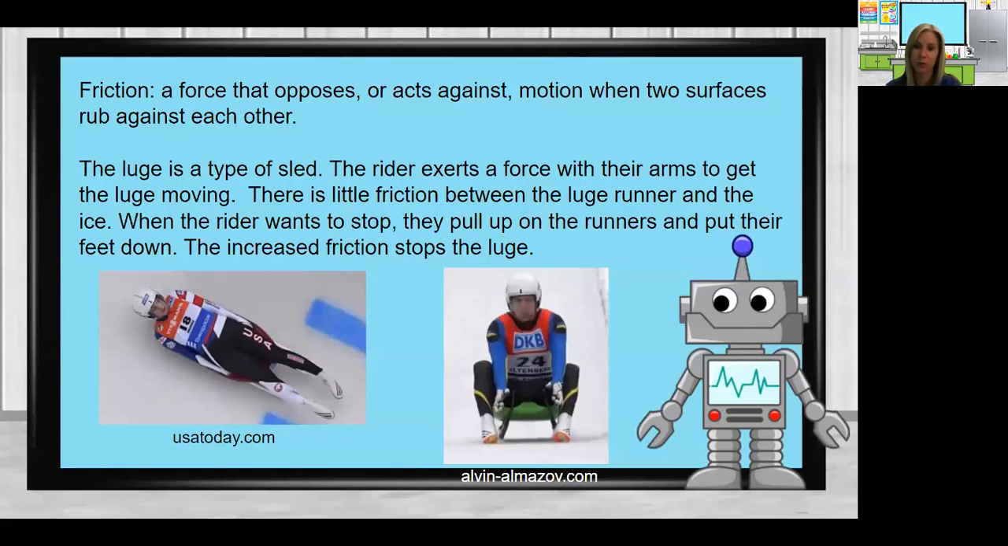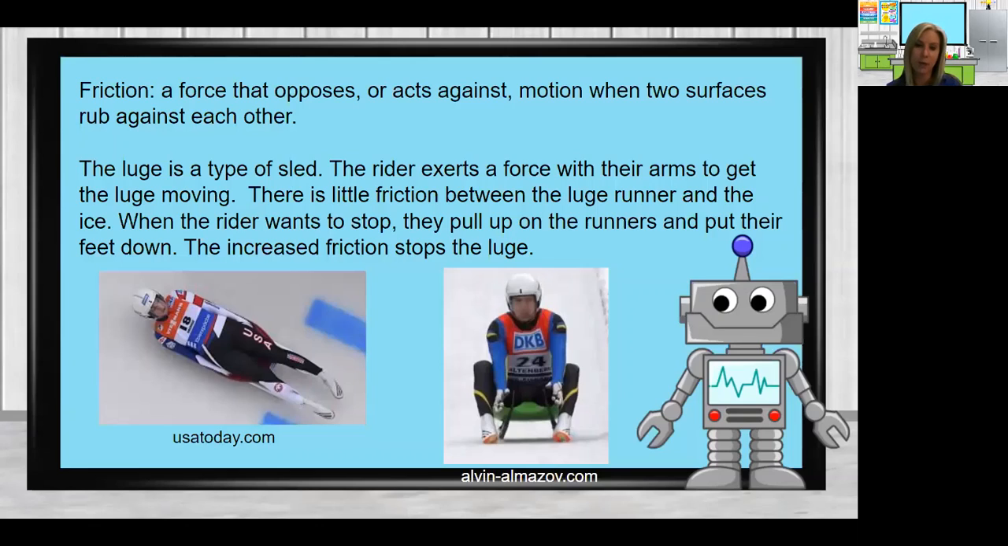Friction is a force that opposes or acts against a motion when two surfaces rub against each other. The luge is a type of sled. The rider exerts a force with their arms to get the luge moving. There is little friction between the luge runner and the ice. When the rider wants to stop, they pull up on the runners and put their feet down. The increased friction stops the luge.